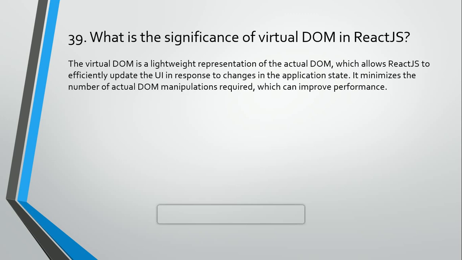For example, in the real DOM, if we update it, it will update the whole DOM. But we are not doing that in React.js, because React.js takes a copy of the real DOM, which is called the virtual DOM. If we change state or something else, only that portion of the virtual DOM gets updated, not the real DOM. So it is a big advantage of using the virtual DOM, which is actually a copy of the actual DOM. It minimizes the number of actual DOM manipulations required, as I said earlier, which can improve performance.